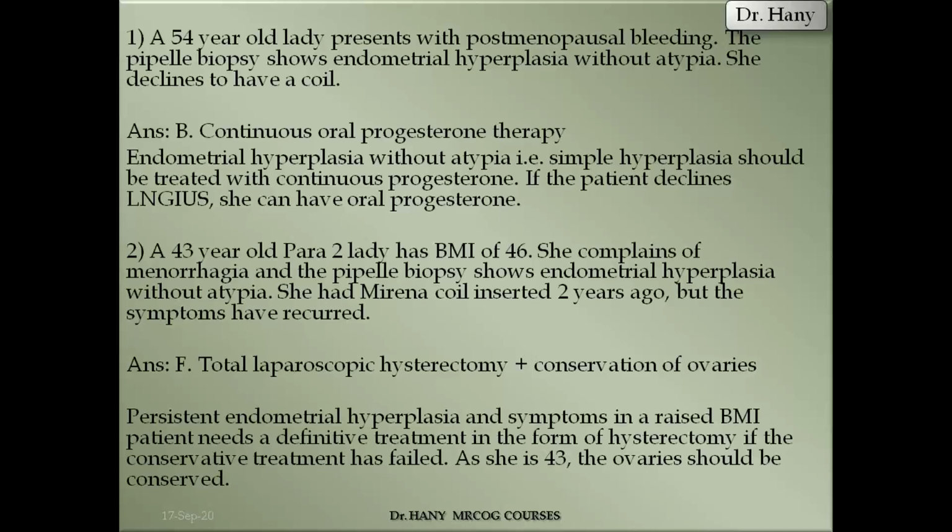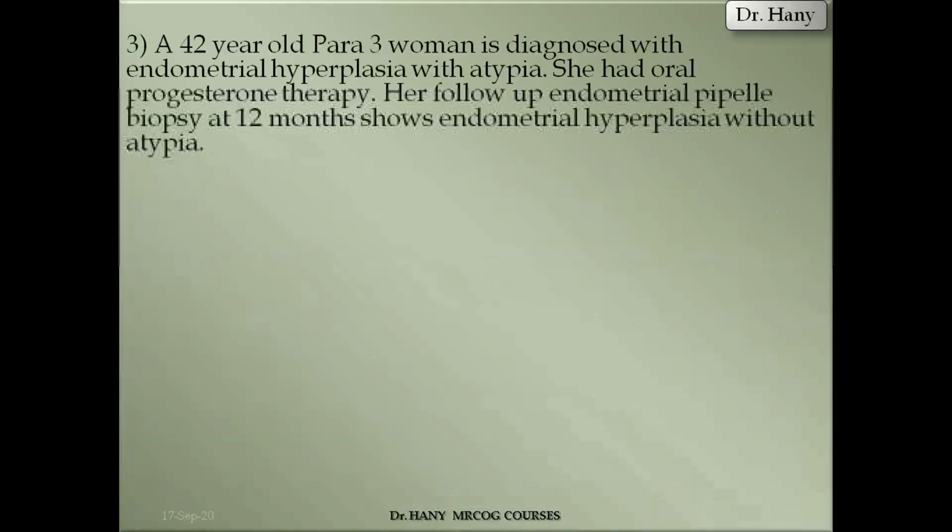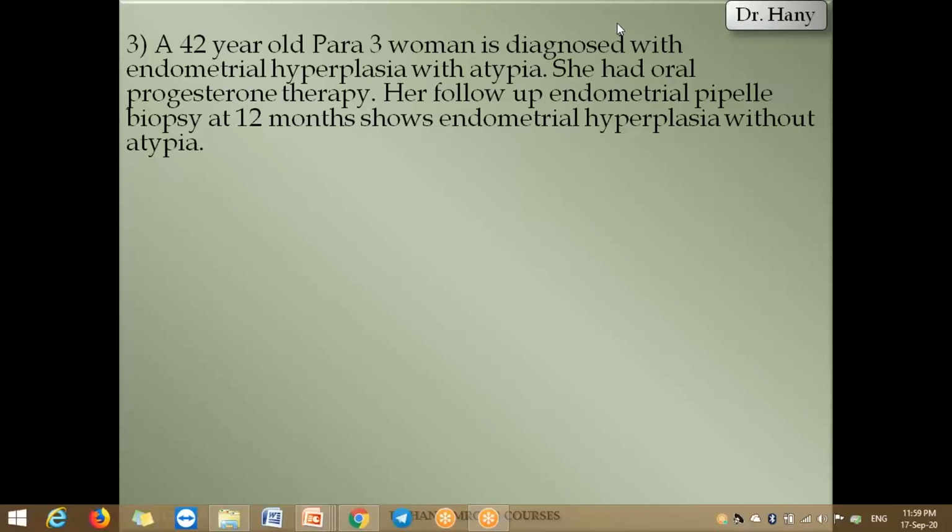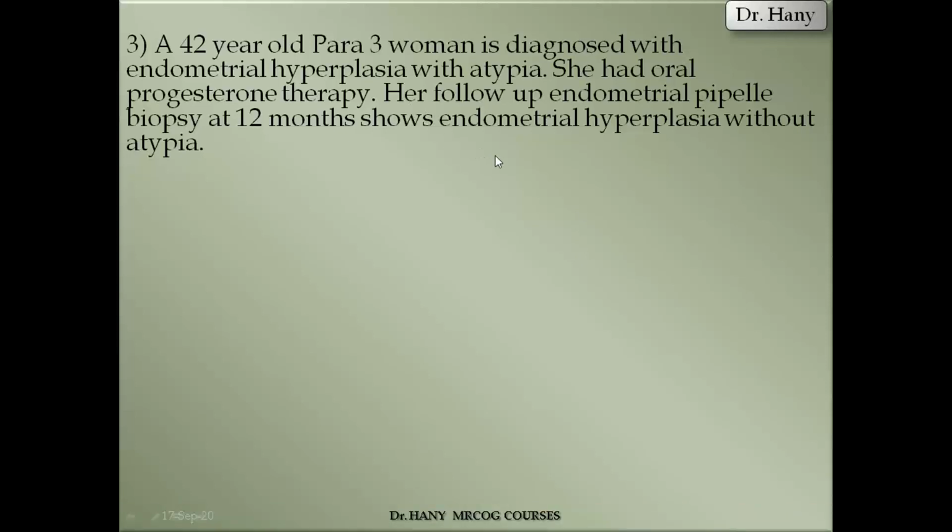Question number 3. A 42-year-old para 3 woman is diagnosed with endometrial hyperplasia with atypia. She had oral progesterone therapy. Her follow-up endometrial pipelle biopsy at 12 months shows endometrial hyperplasia without atypia. So it is continuing for 12 months. So we go with TAH surgery. So we conserve the ovaries. Excellent. Now you are awake. So I will remove the uterus, the tube, and I will leave the ovary in place.